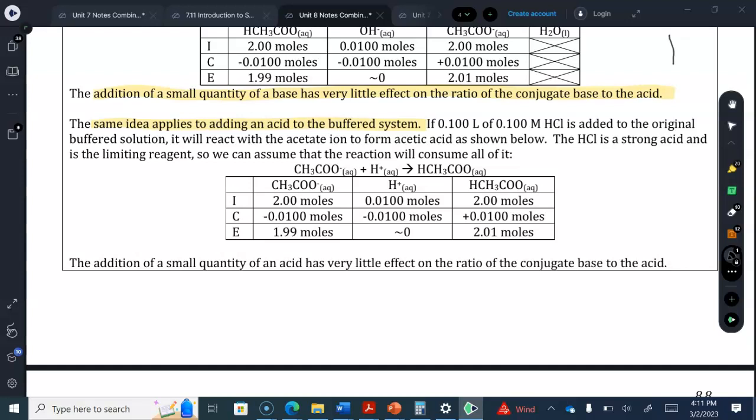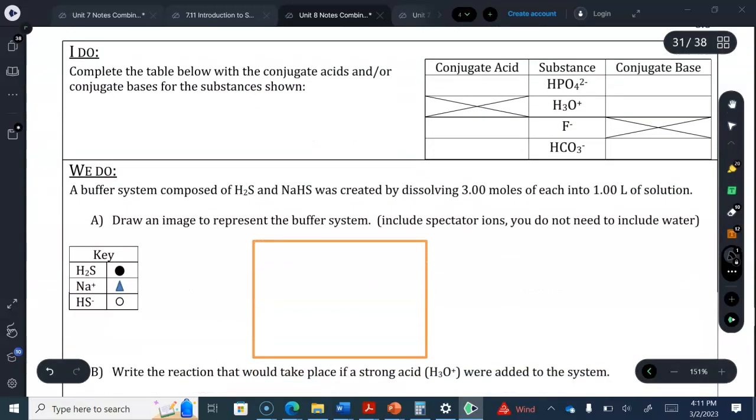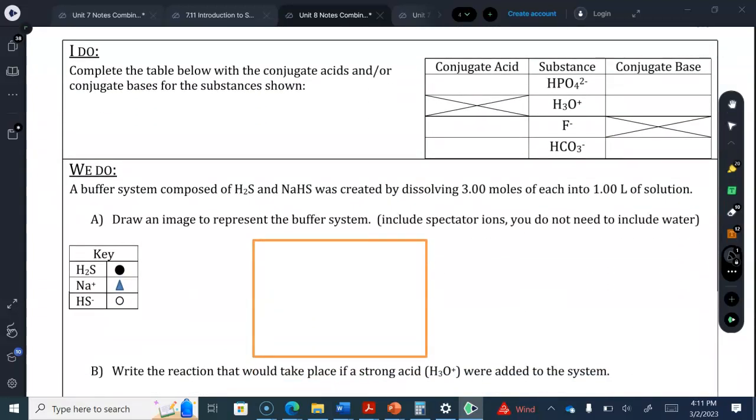The same idea applies to adding an acid to a buffer system. If we added the same amount of hydrochloric acid to the original buffered solution, it reacts with the acetate ion to form acetic acid as shown. The hydrochloric acid is strong and thus the limiting reagent, so we can assume that it goes to completion and you have none of it left over. So the addition of a small quantity of an acid also has very little effect on the ratio of conjugate base to its acid.